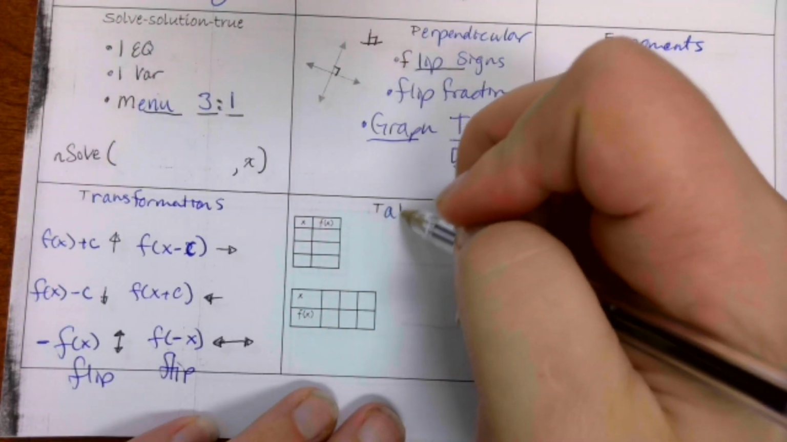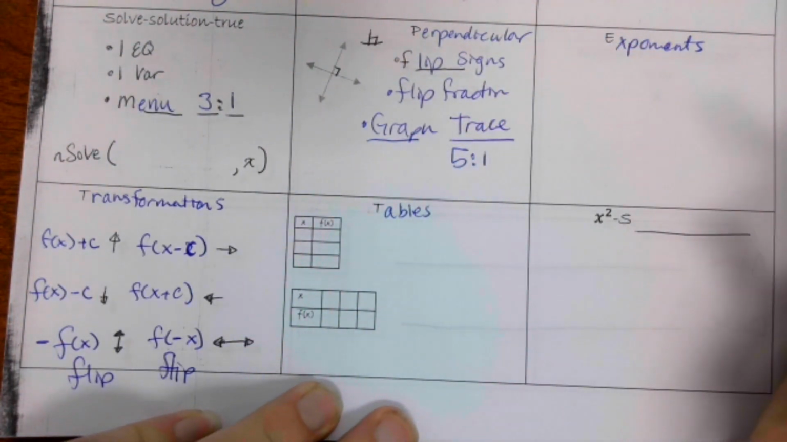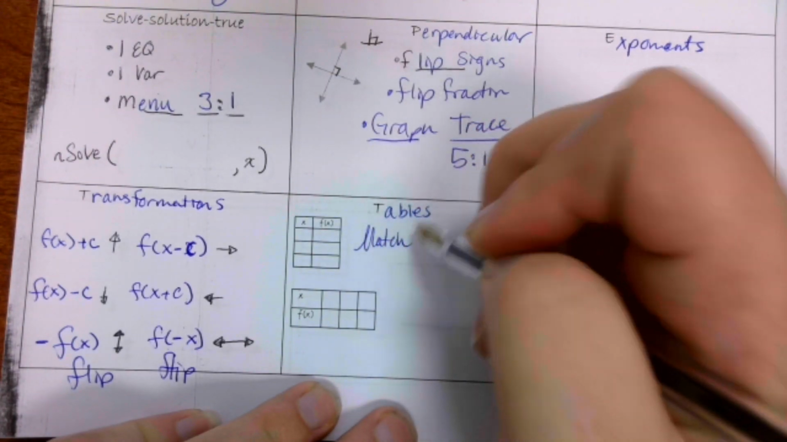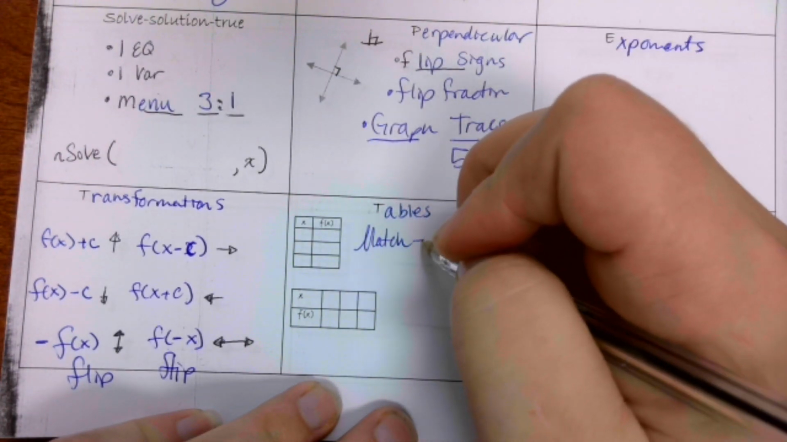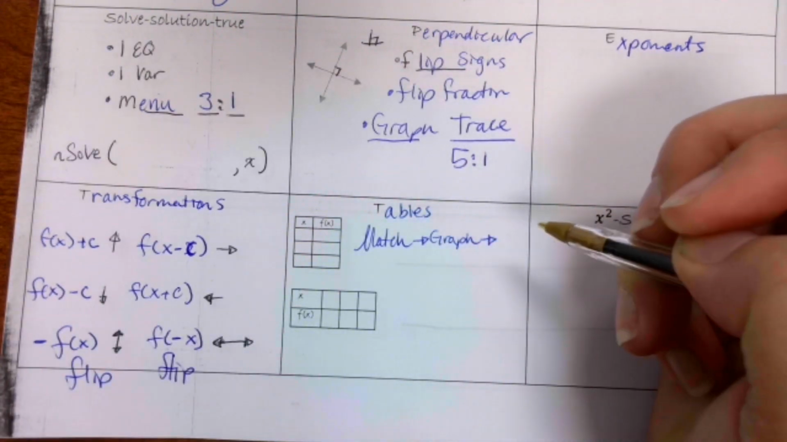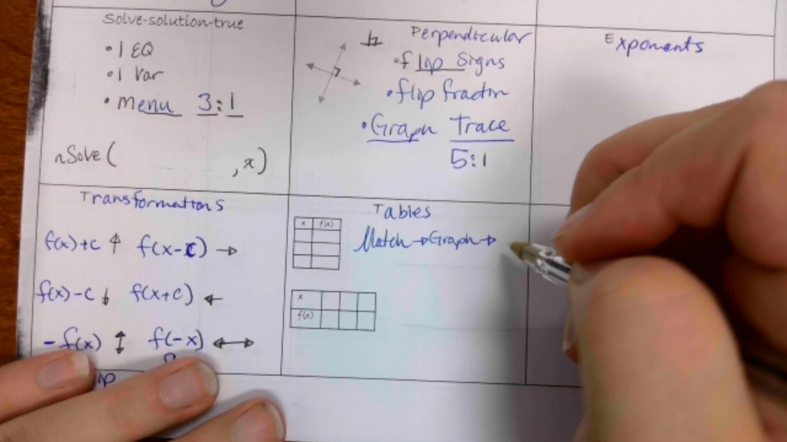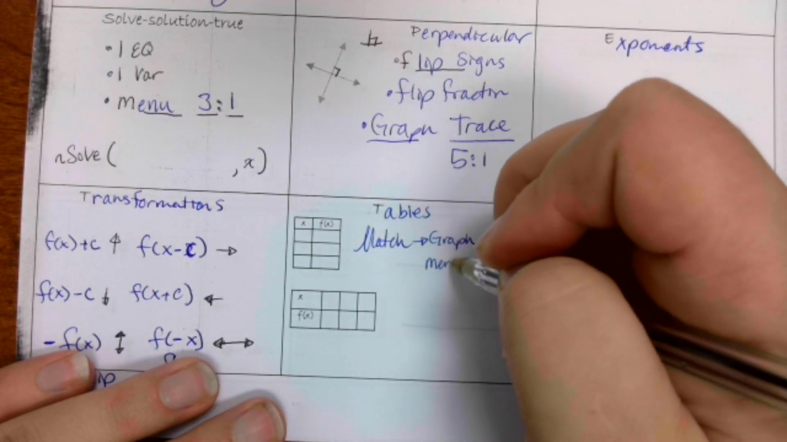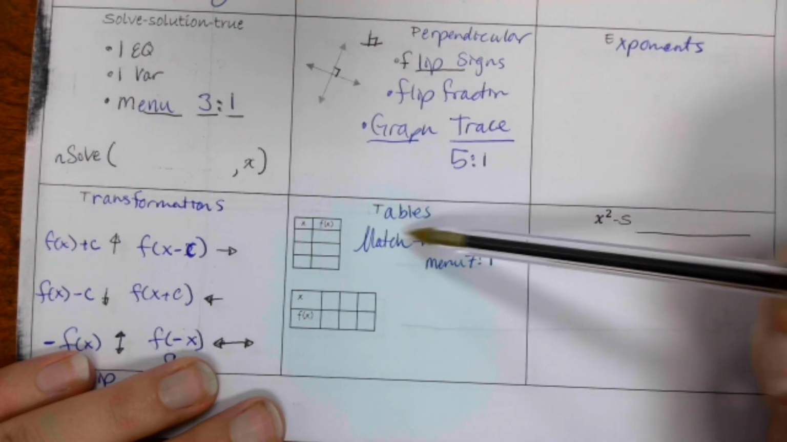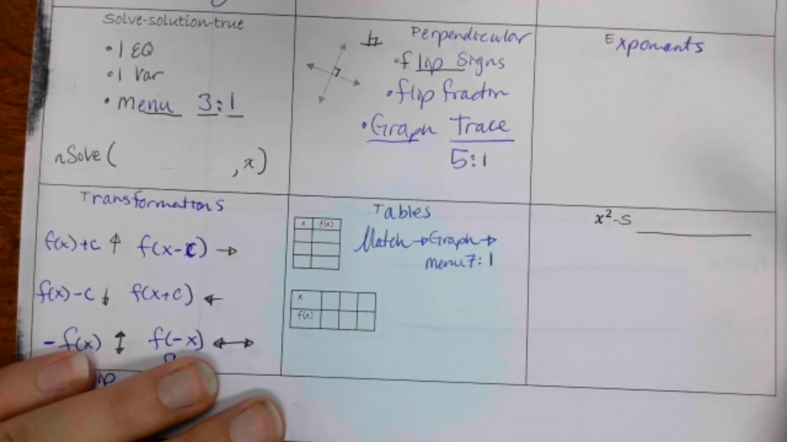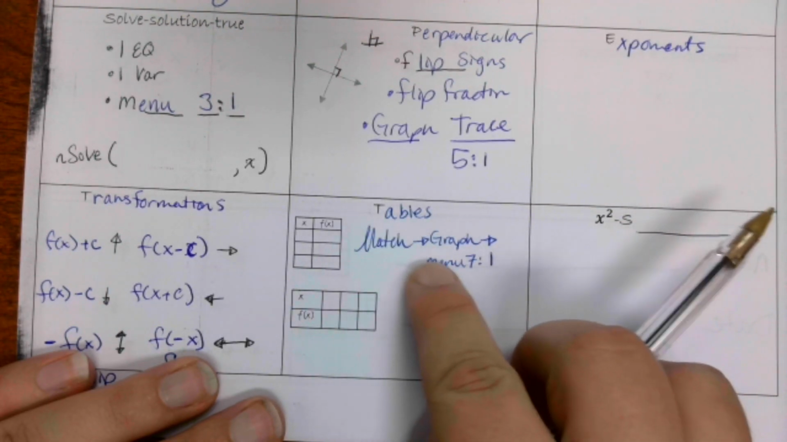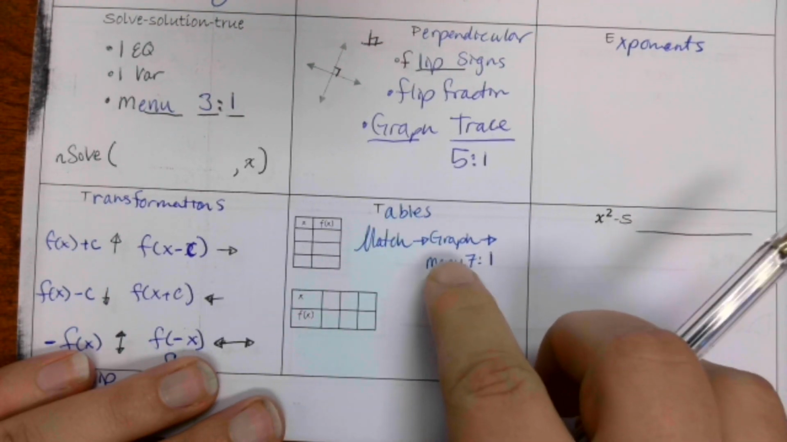These are tables. Anytime it gives you a table, there's a couple of different things you can do. You can just match by putting it in your graph and then going to table. I think it's menu 7, 1. That works for any time they give you a table and they ask for the best fit, or which one best represents the function. You can just graph the different options, your answer choices, and match the graph.